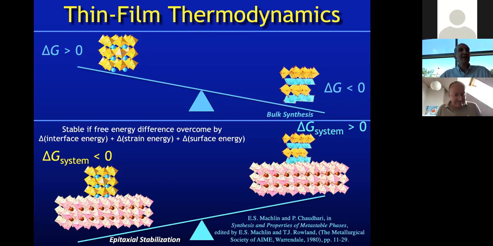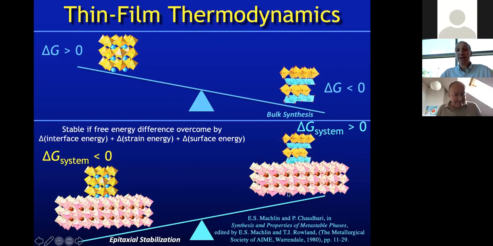And provided that the film that you're making is thin, and that the energy difference between these phases is not too large, to give you an idea of how large is too large, energies of the order of 50 to 100 millivolts per atom in metastability. So, this phase could have a free energy of 50 to 100 millivolts per atom above that phase, and you stand a chance of being able to epitaxially stabilize it. Okay, so this trick is called epitaxial stabilization.